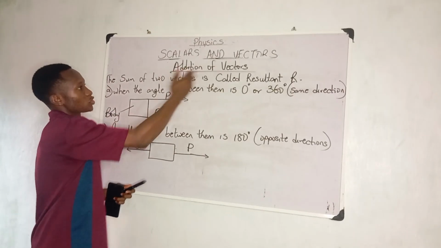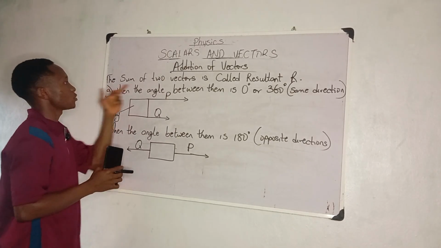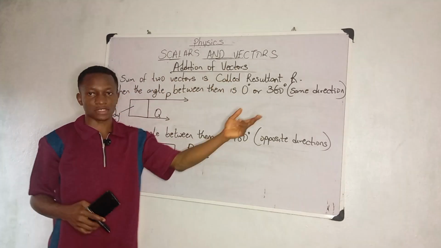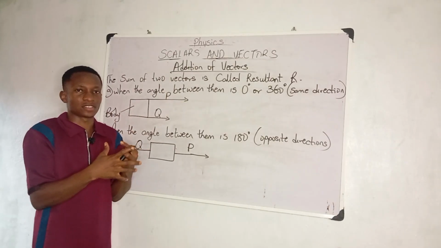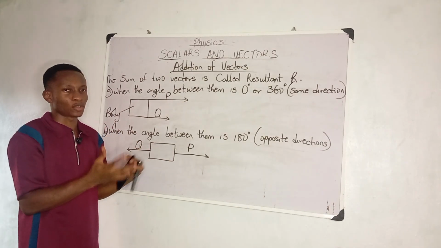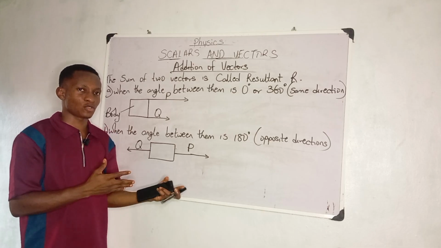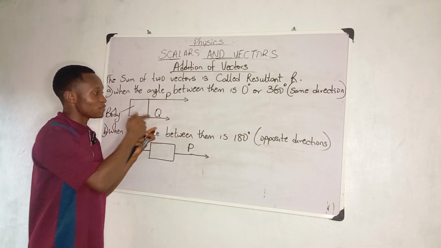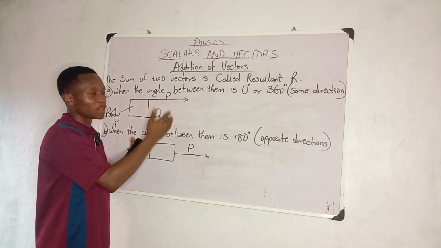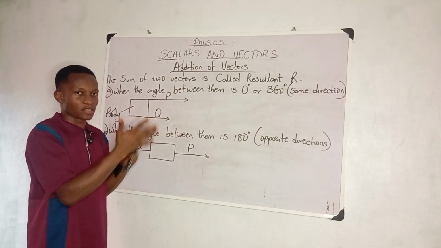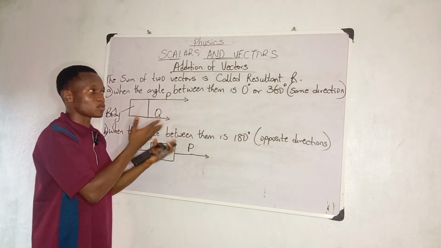Now, this is addition of vectors. When it comes to addition of vectors, we said the sum of two vectors is called the resultant R. Whenever you add two vectors, it gives you a value, and that value is what we call the resultant. In some places, they say the resultant is a single force which will have the same effect as two other forces. It's just like when you get 2 and 3 and add them together, you get 5. What 5 can do, 2 and 3 combined can also do.